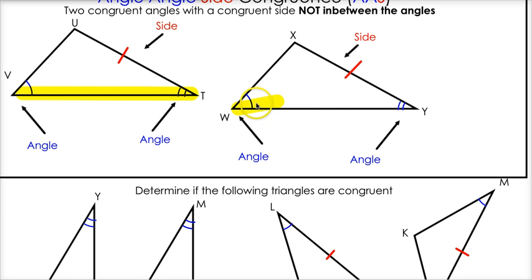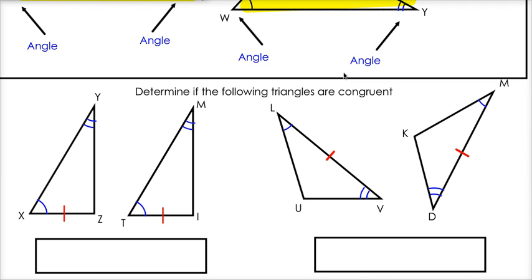So angle, angle, and the side is not in the middle. Okay, it's important to see the difference. So let's take a look and see if we're good at determining that. Well, in this case, let's take a look.